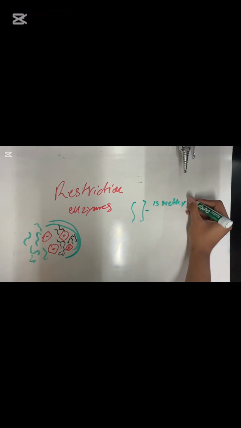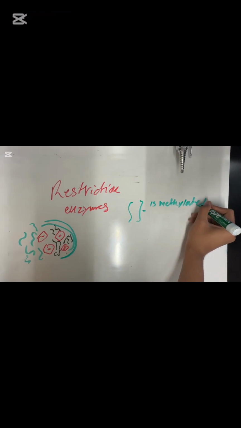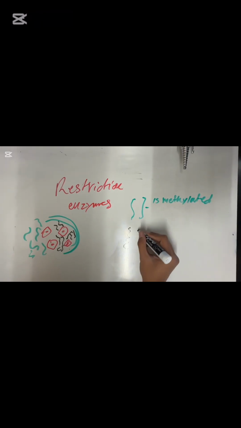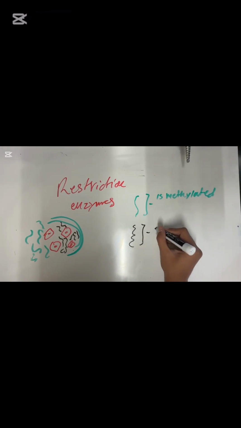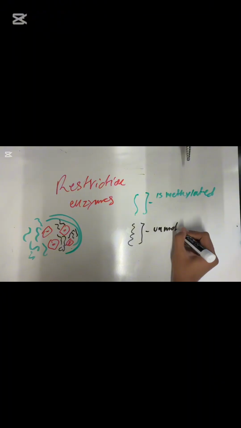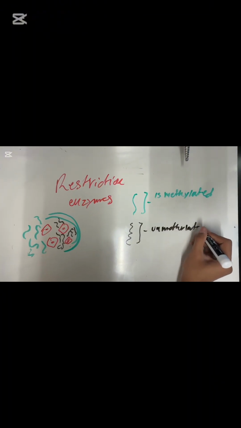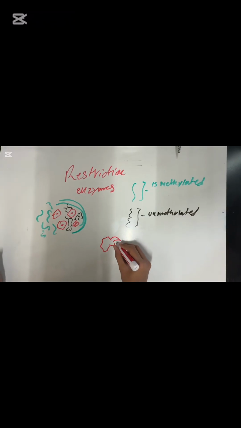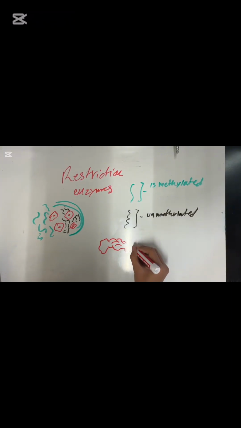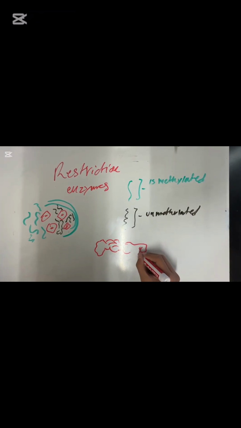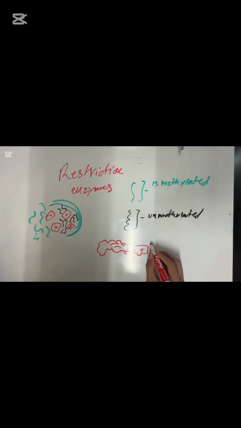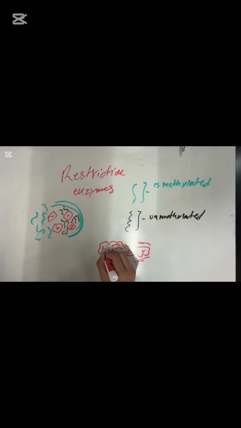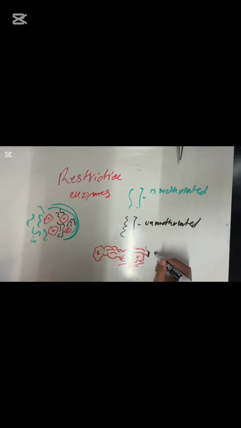This system is called the restriction modification system, which allows the bacteria to selectively destroy viral DNA while protecting their own. By combining precise DNA recognition with protective methylation, bacteria can survive in environments full of viral threats. In essence, restriction enzymes are the defenders, and methylation is the safeguard that ensures only the invader is targeted.